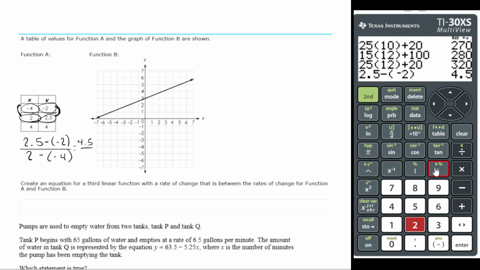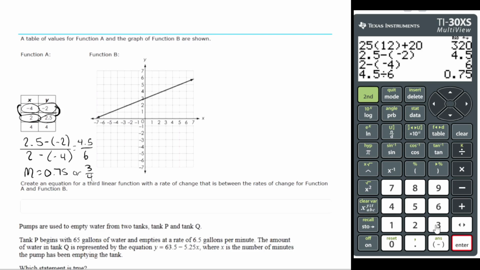over 2 minus parentheses -4. You get 6. Okay, 4.5 divided by 6 is 0.75. That means you have a slope of 0.75 or 3 over 4, if you want to put it in fraction, because normally slopes are done in fractions. Okay. Now let's find the slope of B.